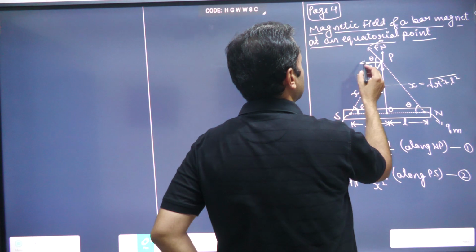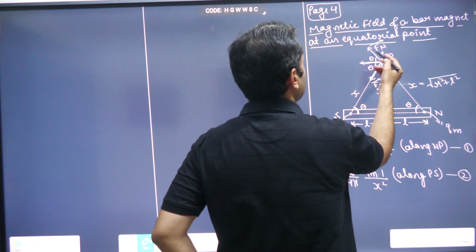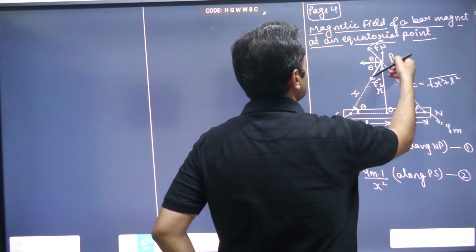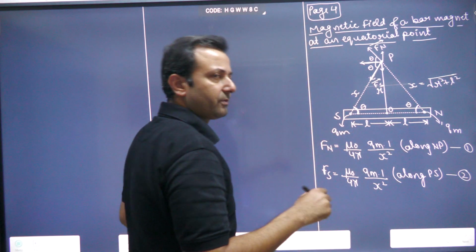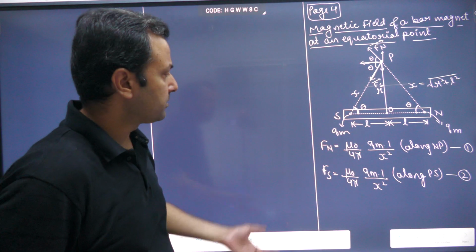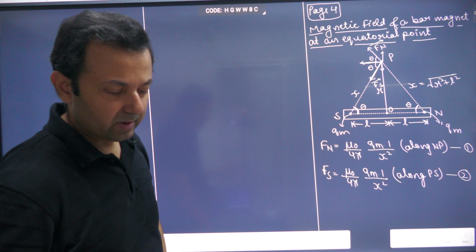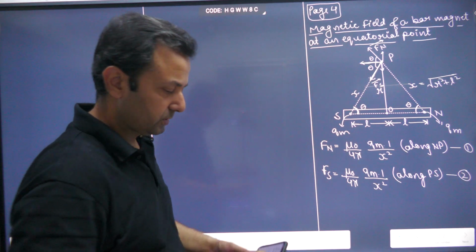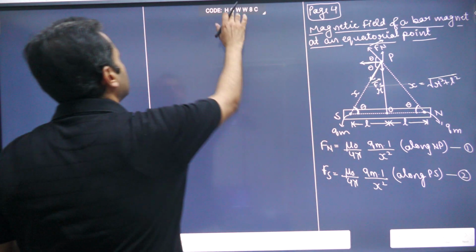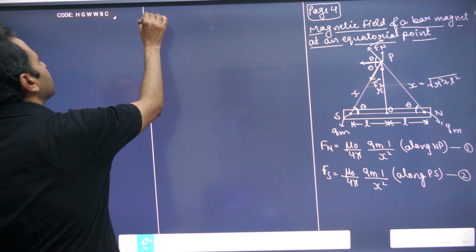Okay, and the horizontal component will be here: Fn cos theta plus Fs cos theta. The Fs cos theta is also Fn cos theta because Fn and Fs are equal. Therefore, the magnetic field at the equatorial point is equal to the net of these.